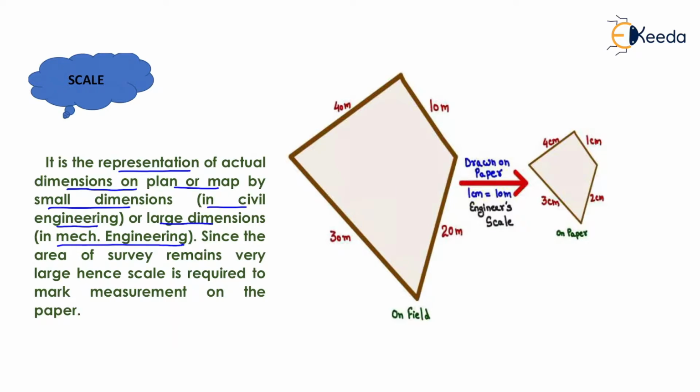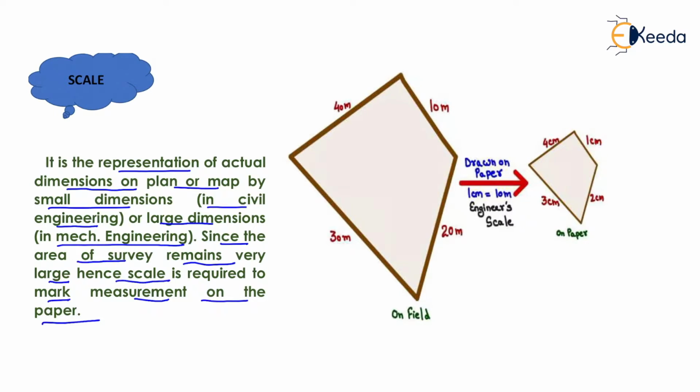So it is the representation of actual dimension on plan or map by small dimensions in civil engineering or large dimension in mechanical engineering. Since the area of survey remains very large, hence scale is required to mark measurement on the paper, which I had already told you.